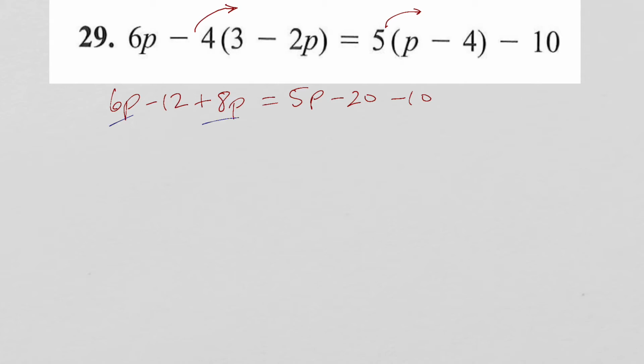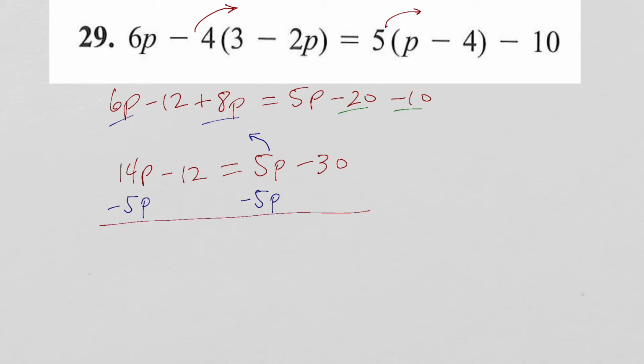Positive 6 and positive 8 add up to positive 14p. And then you have that minus 12. 5p is by itself, but we have this negative 20 and negative 10. We add those up to get negative 30. Now I'm going to move the 5p to the left by subtracting it from each side. And I'll get 9p. 14 minus 5 is 9.